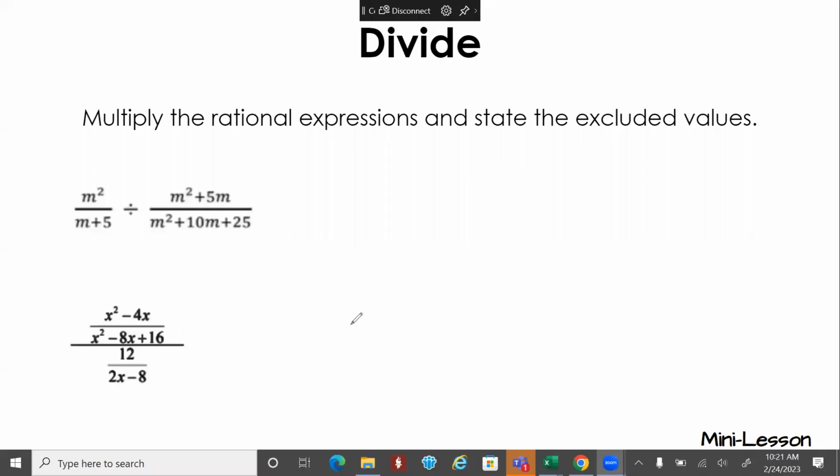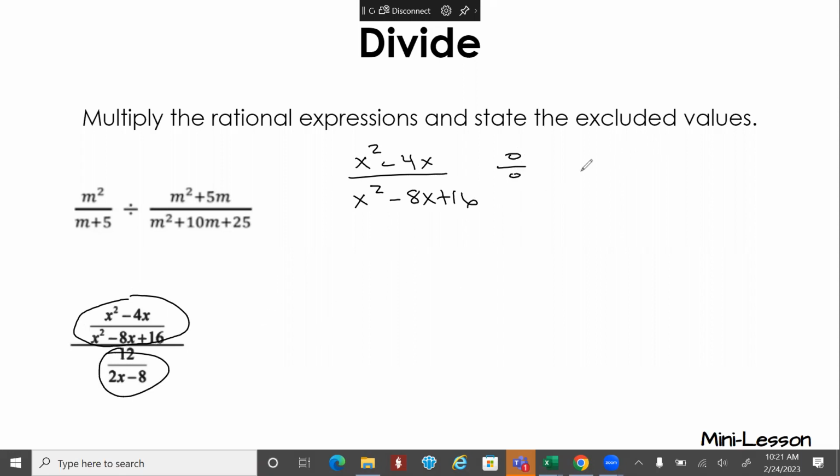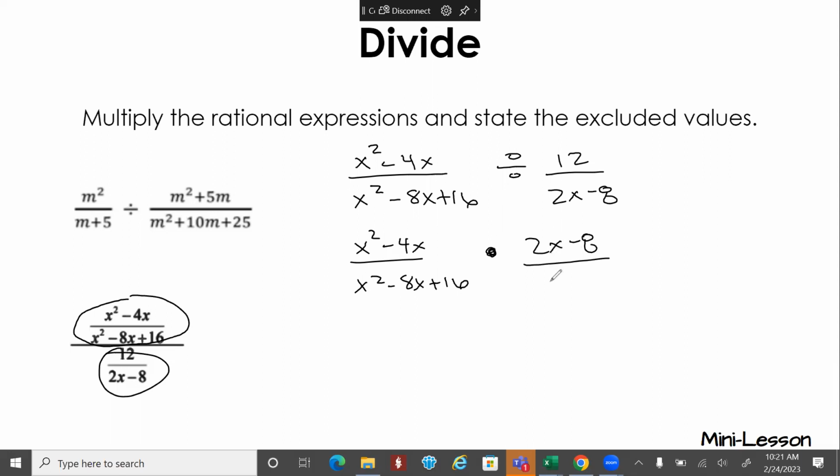Last problem. Looks crazy, right? It looks nuts. Let me break it down for you. This first fraction up here, we're going to write it down. And then it says divided by, so we're going to say divided by. And then we got this second fraction. Isn't that the same thing that we got going on up here? Yeah, so we do the same process. We keep the first fraction. We change the sign and we flip the second fraction.